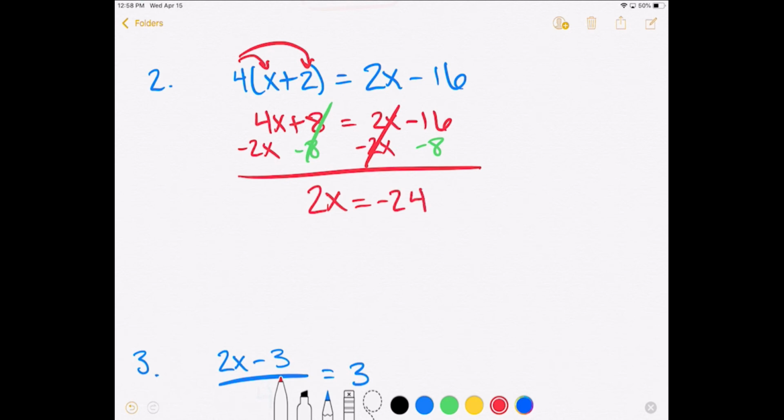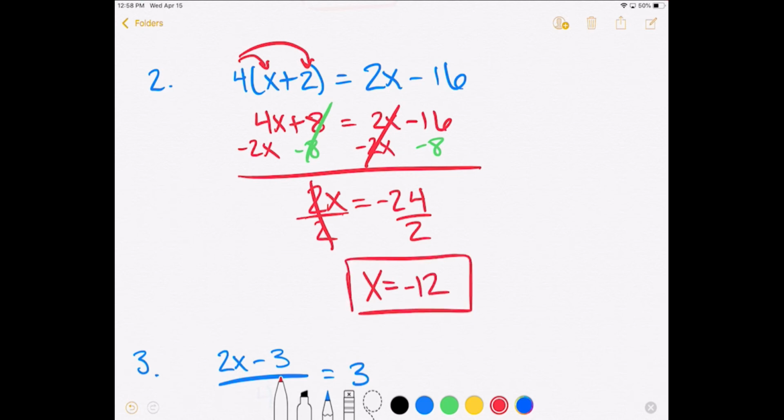And then my last step, to get rid of this 2, it's getting multiplied by this x. Again, there's nothing in between this 2 and this x, so that means they're getting multiplied. So the only way to undo multiplication is to divide. So I divide both sides by 2, and I get x equals negative 12. Boom. Okay, so that's an example of one you'd have to distribute on.